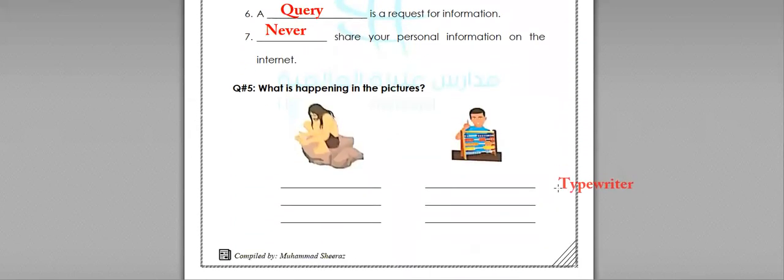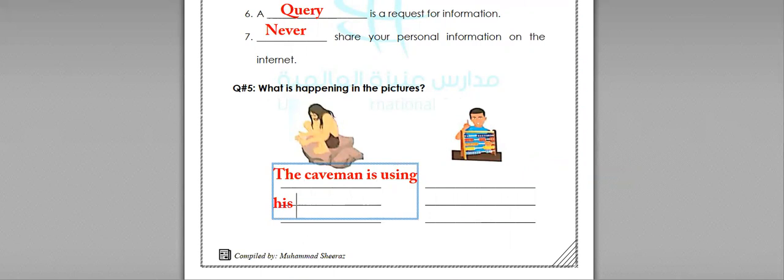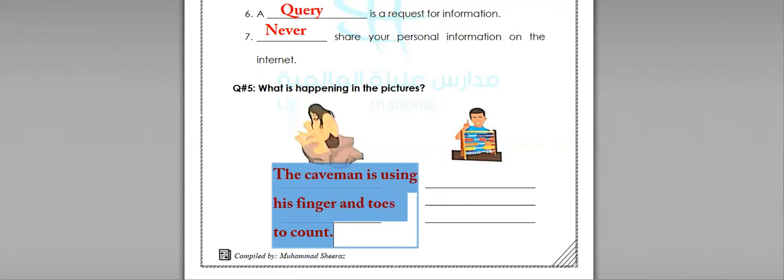Now, question number 5. What is happening in the picture? In the picture, the caveman is using his fingers and toes to count. Let me make it small so that it will fit in the blank.